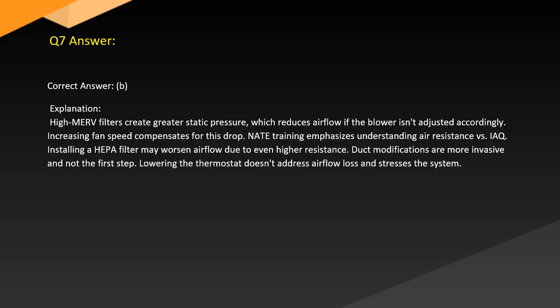Answer. Correct answer: B. Explanation: High MERV filters create greater static pressure, which reduces airflow if the blower isn't adjusted accordingly. Increasing fan speed compensates for this drop. NATE training emphasizes understanding air resistance versus IAQ. Installing a HEPA filter may worsen airflow due to even higher resistance. Duct modifications are more invasive and not the first step. Lowering the thermostat doesn't address airflow loss and stresses the system.